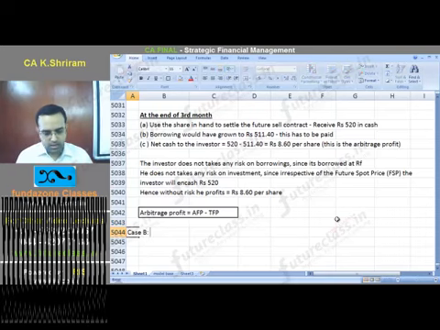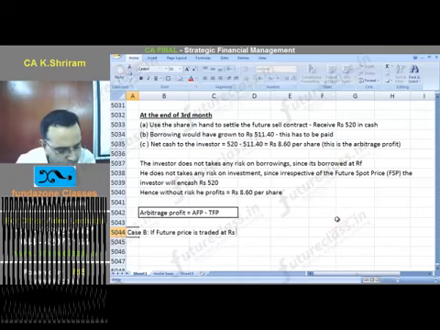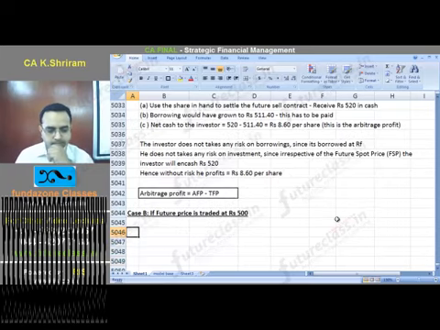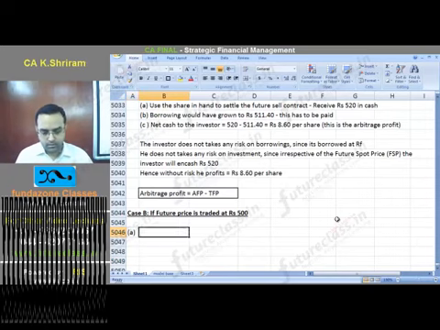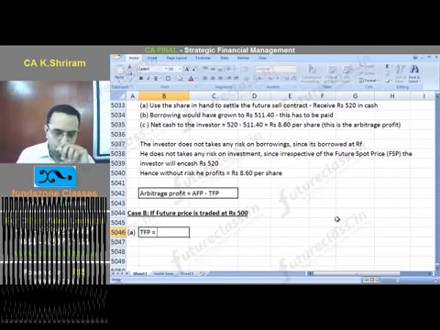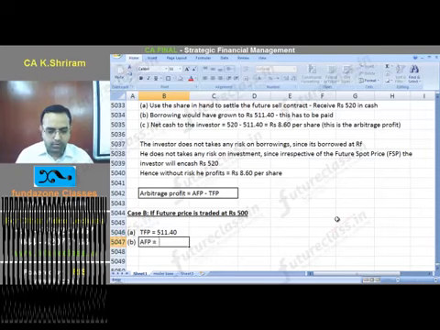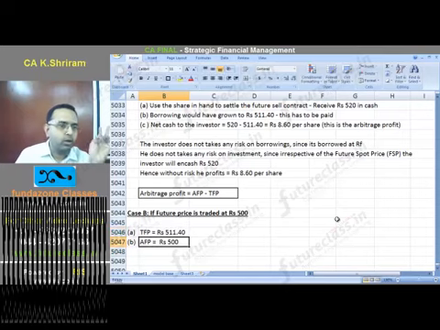Now we'll do case B. Case B, if the future price is traded at how much? 500. Theoretical future price equals, it's what we already calculated, correct? 511.40. Actual future price equals 500.